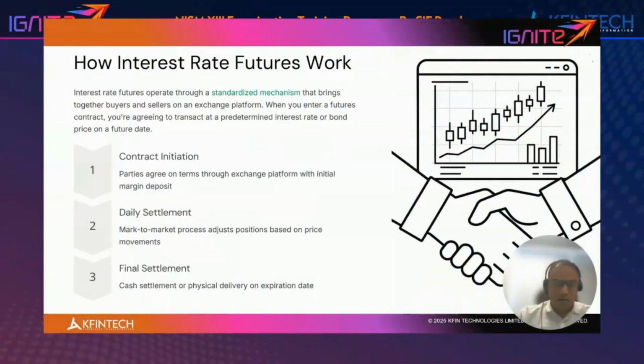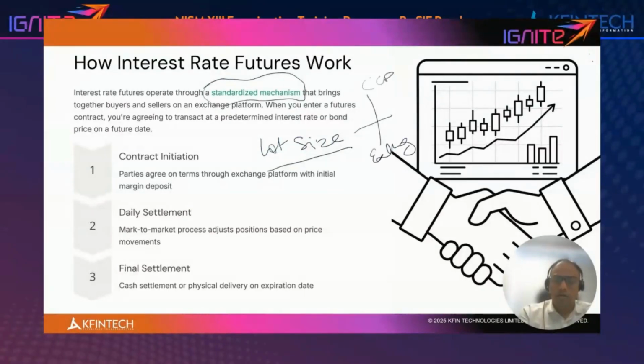So how do interest rate futures work? We discussed that it's a standardized mechanism. That means the lot size is fixed and the parties are centrally cleared through the CCP and exchange traded. So the order taking is happening on the exchange.